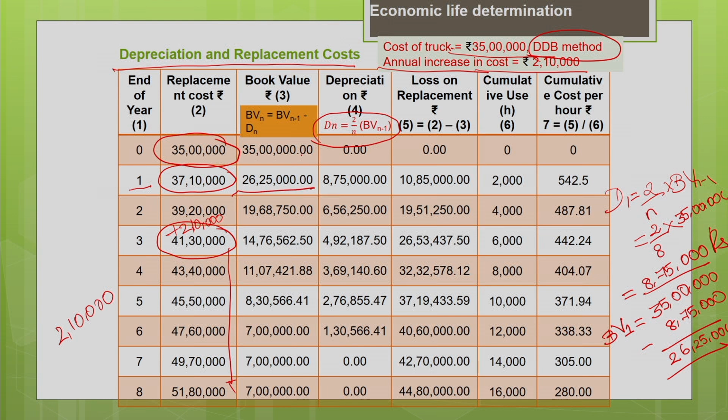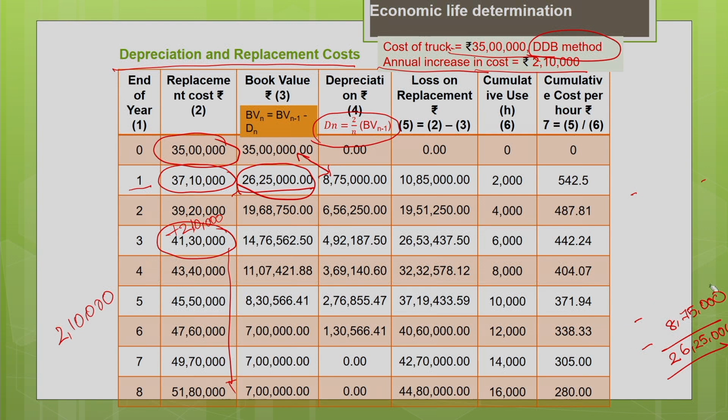To get that, you have to subtract the depreciation for the first year from the book value at the beginning of the first year. If you subtract these two, you will get the book value at the end of the first year. So, this is how you calculate. That is why it is given here. You can see that book value for the current year is nothing but book value at the end of the previous year minus the depreciation for the current year. The book value at the end of the previous year is same as the book value at the beginning of the current year.